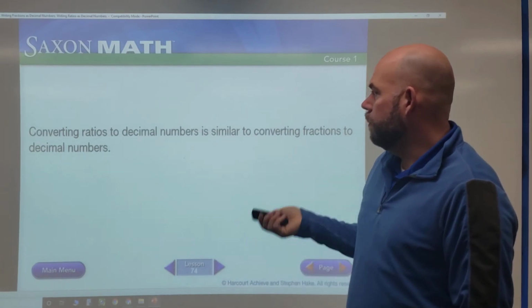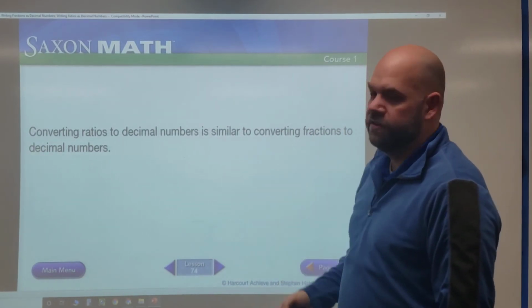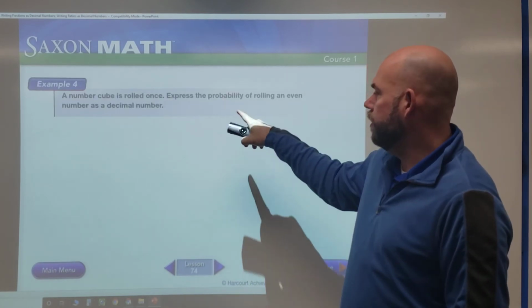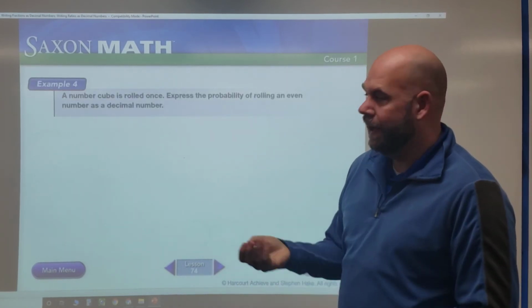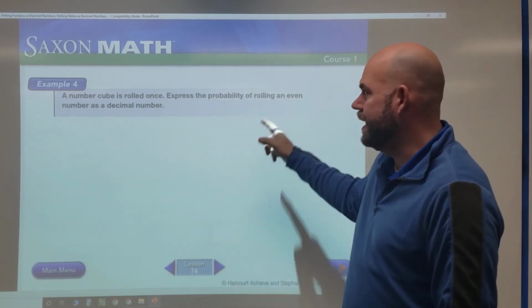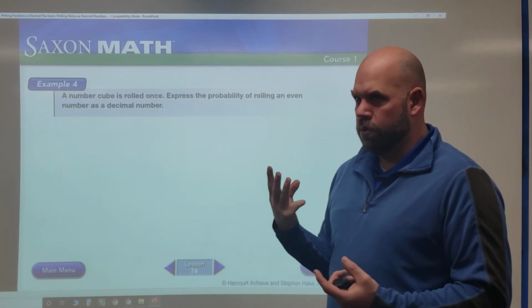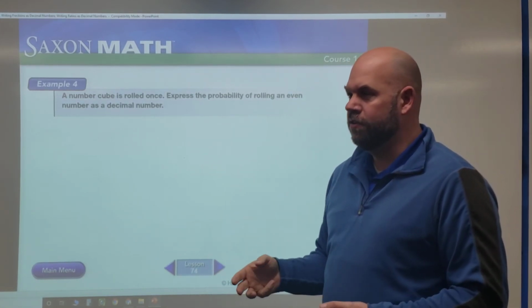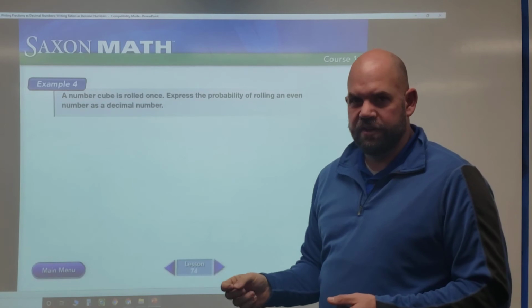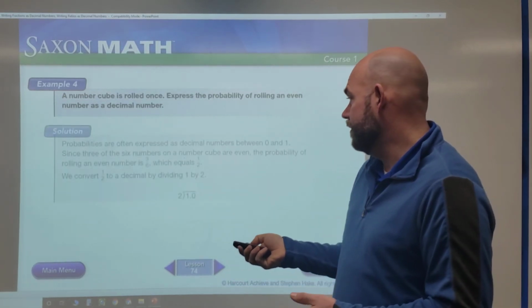All right. Converting ratios is the same thing. It's just like converting fractions to decimal numbers. So here with a ratio problem, a number cube or a dice is rolled. It's got 6 sides, right? So the probability of rolling an even number, if we've got 6 total numbers, 3 of those 6 is going to be even. So we write that ratio as 3 over 6, and then we can reduce that to 1 over 2. Now we just solve it as a division problem.